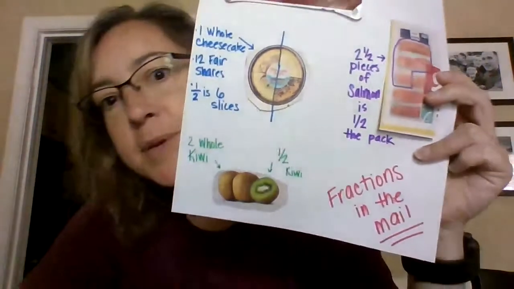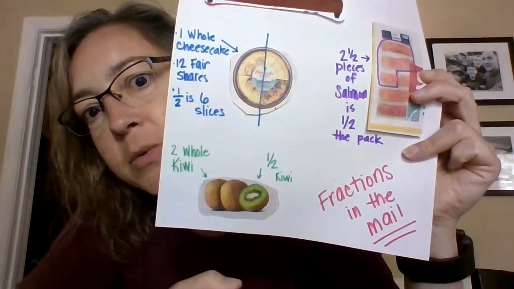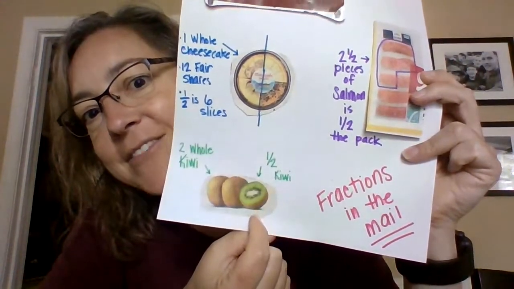And then I just like this picture down here because I see 2 whole kiwis and then I see half of a kiwi. So there's fractions all around us. So when you get your coupons in the mail this week, you should look at them and see if you see things that you can divide between your family or things that maybe already are divided for you. So let's talk about this.